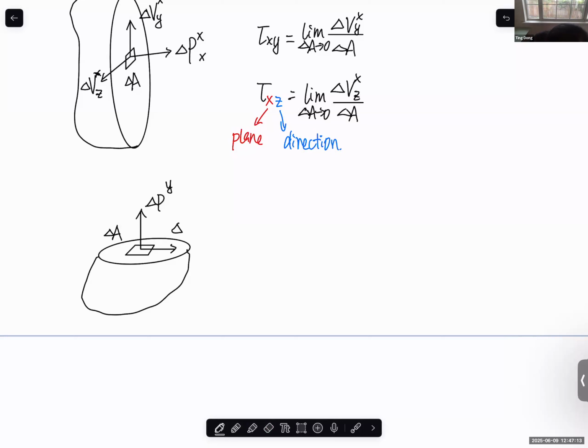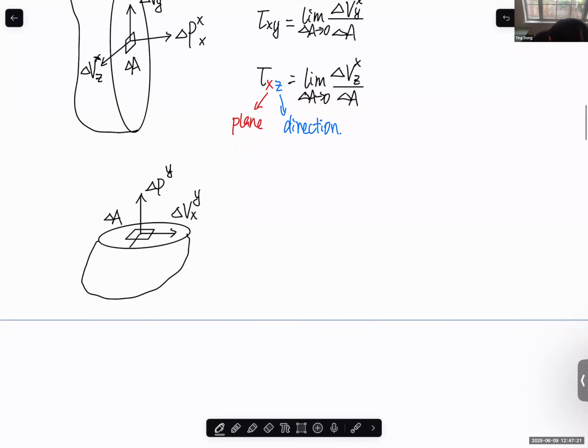On this area delta A, we have a shear force. The superscript is the plane, and this is in the x direction; the subscript is the direction. And similarly, on this small area, we have a shear force on the y plane and in the z direction.